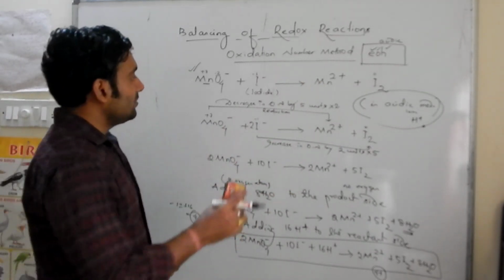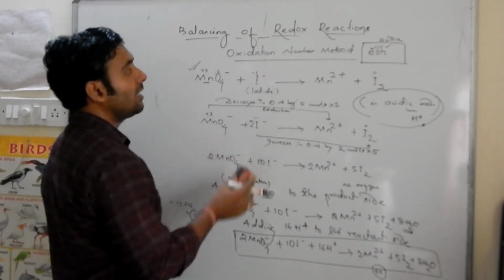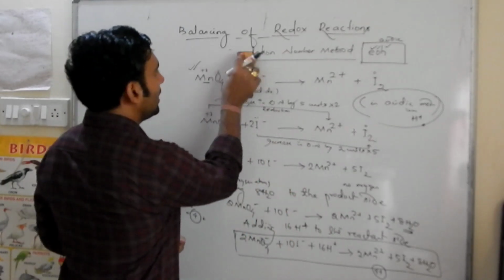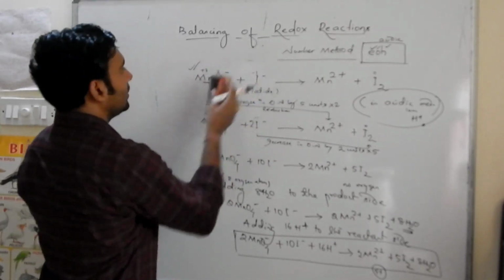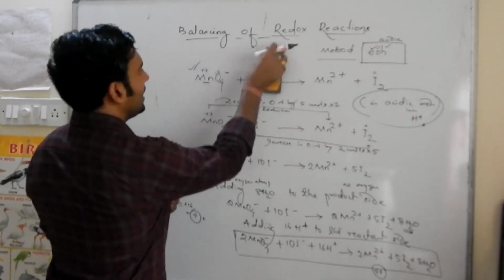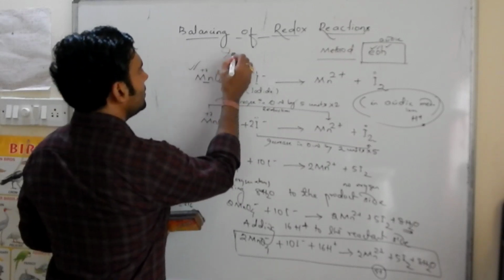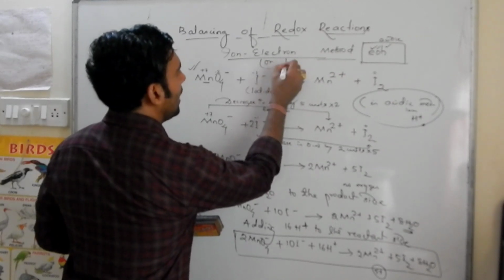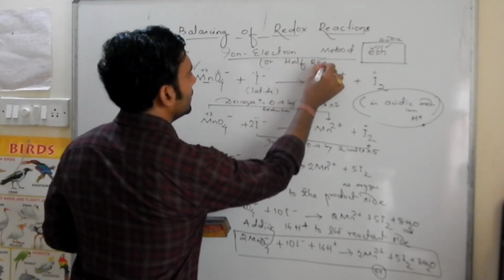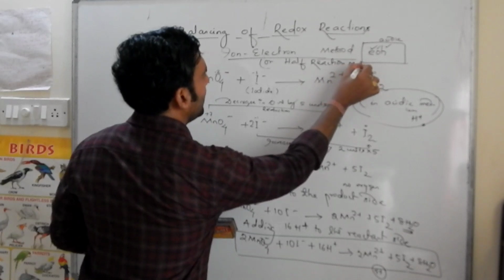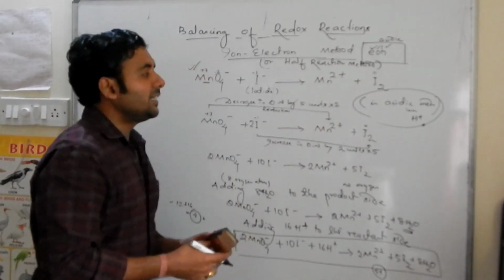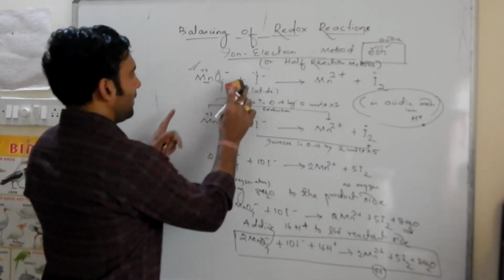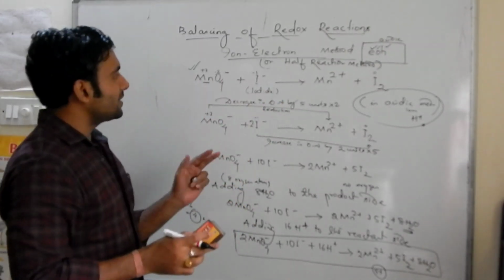The same reaction can be balanced with the help of another method, the ion electron method. Let us discuss that. The same equation can be balanced by the ion electron method, or the other name is half reaction method. As the reaction is a redox reaction, there is definitely an oxidation part and a reduction part. So identifying the oxidation number is the first step.